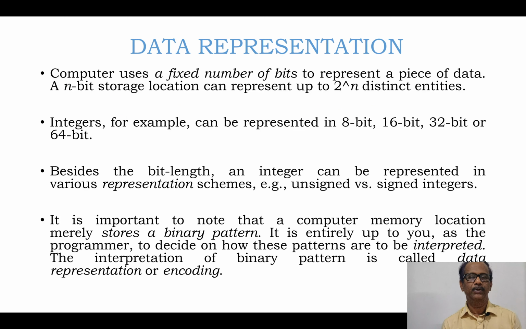We know that in computers, data are represented in the form of zeros and ones, and can be a fixed number of bits or a variable number of bits. And if it's an n-bit storage, a computer can store up to 2 raised to n distinct entities. So depending on the size of the ALU or the word size of the processor, we can have 8-bit, 16-bit, 32-bit or 64-bit architecture.